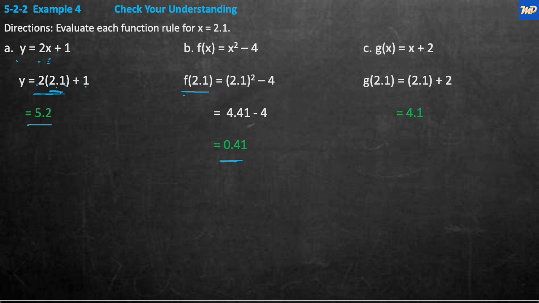And then finally you have g of x, no longer f of x. It doesn't make a bit of difference. G of x, q of x, L of x, it doesn't matter. Your x is your input, and the g in this case just says we're going to call our y values g values, okay? G of x values. So we replace the x with 2.1, and g of 2.1 is equal to 2.1 plus 2. And what is 2.1 plus 2? 4.1.